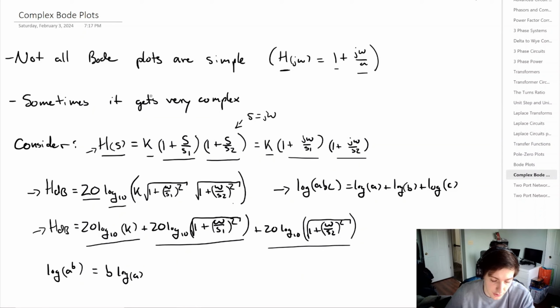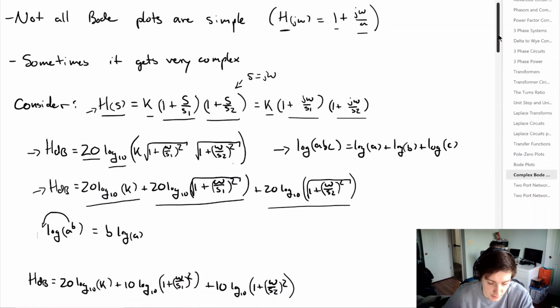And then we can also use the property where if we have log of a raised to the b, we can pull out that b to the front and have b times log of a. So we can simplify just a little bit more to arrive at this. And the question is, what do we do from this? This still seems pretty complex, but the answer is fairly straightforward. We take each term and we evaluate it, and we sum them all together. So the divide and conquer method, that's what we're going to use.